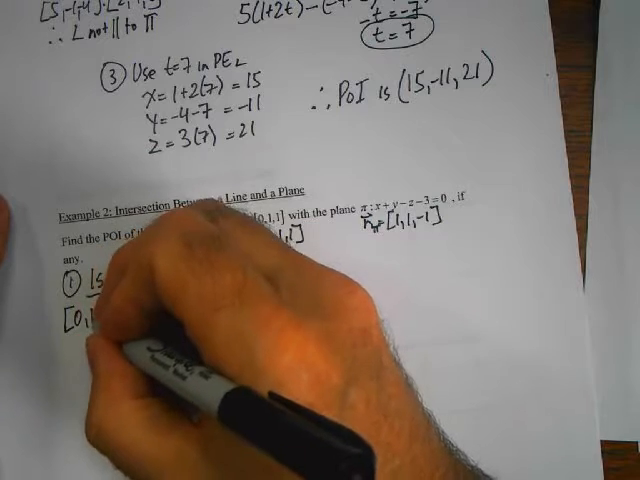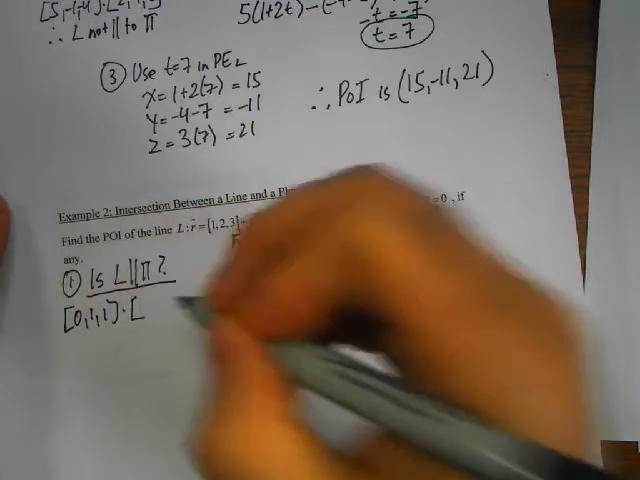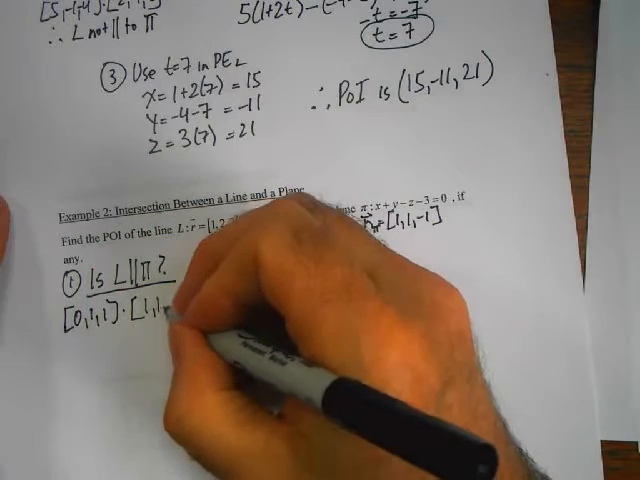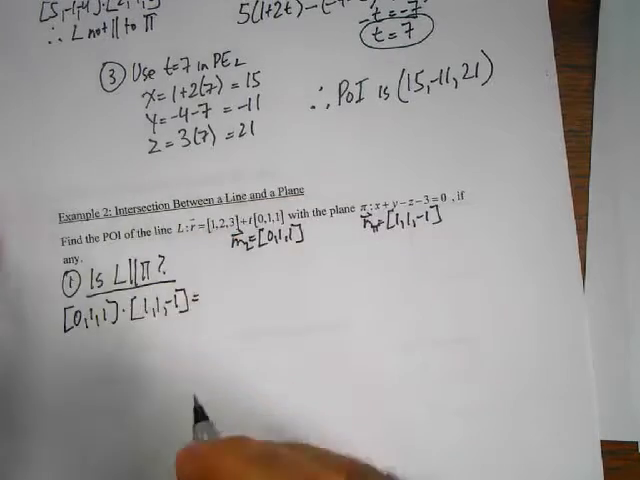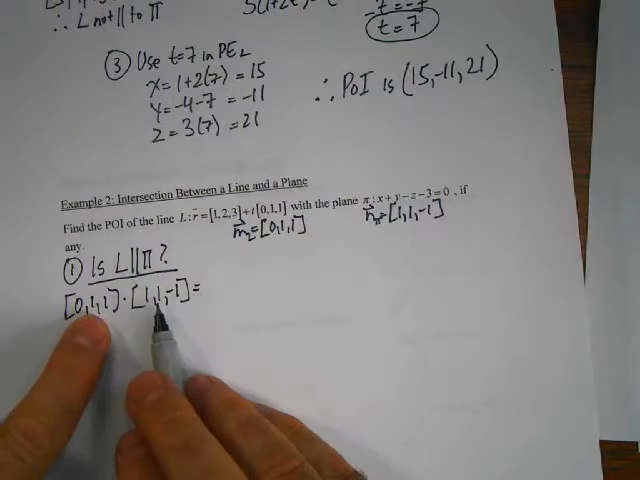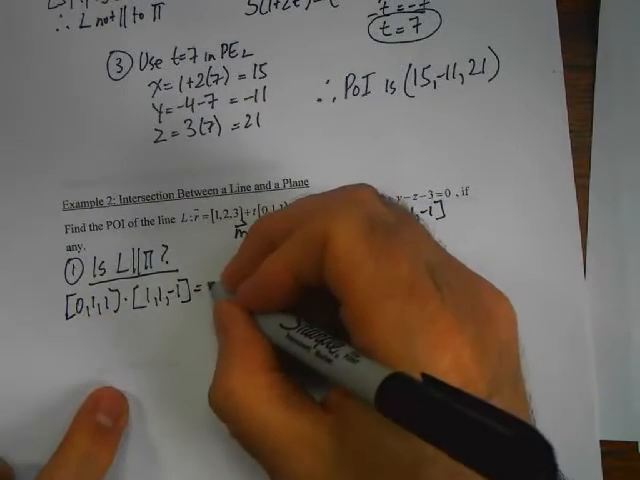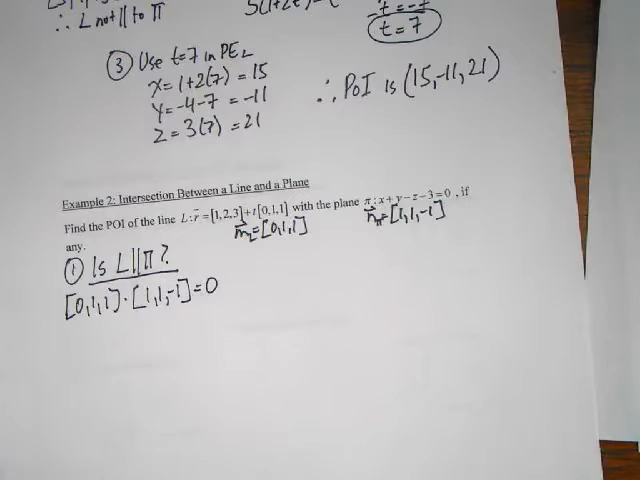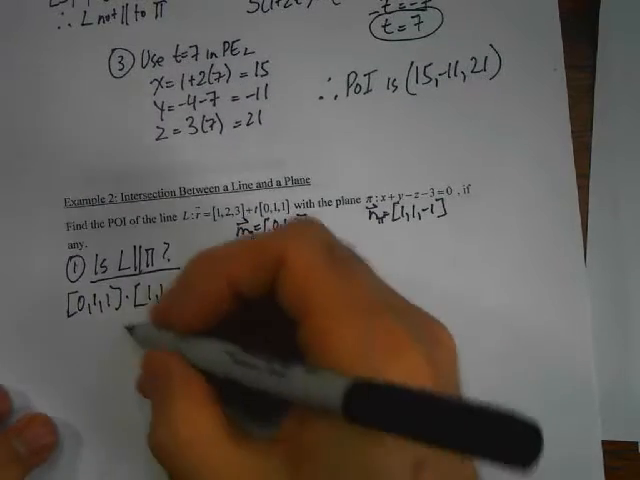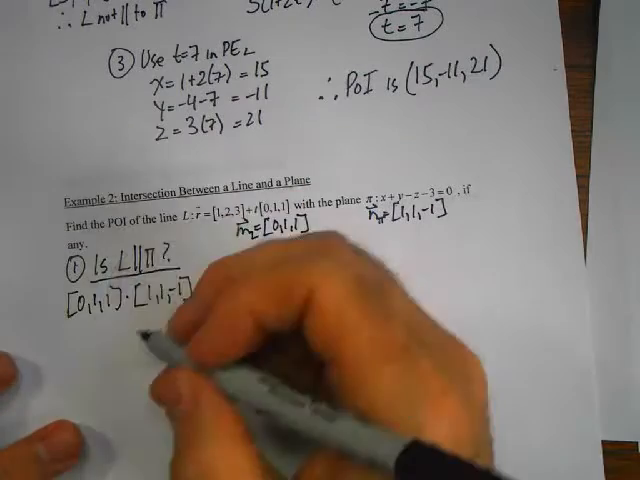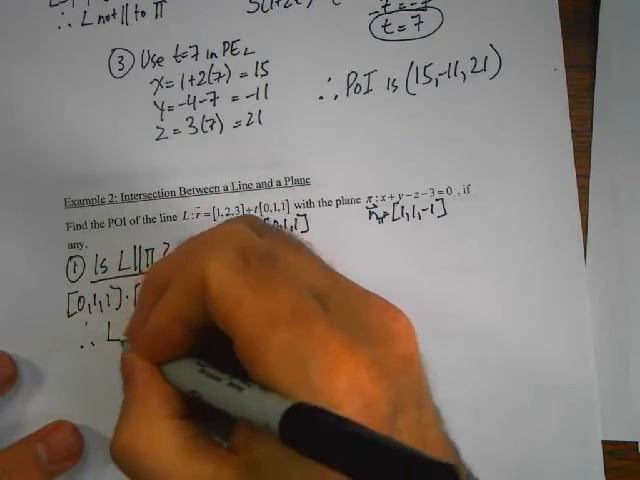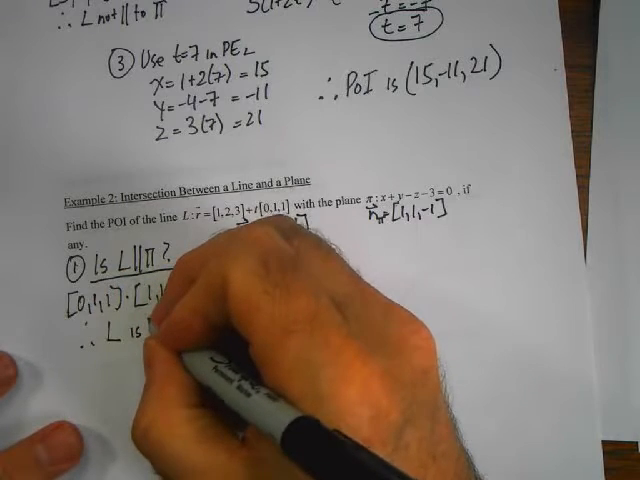0, 1, 1 dot 1, 1, negative 1. So we're going to get 0 plus 1 minus 1, that's equal to 0. So that confirms that therefore the line is parallel to the plane.